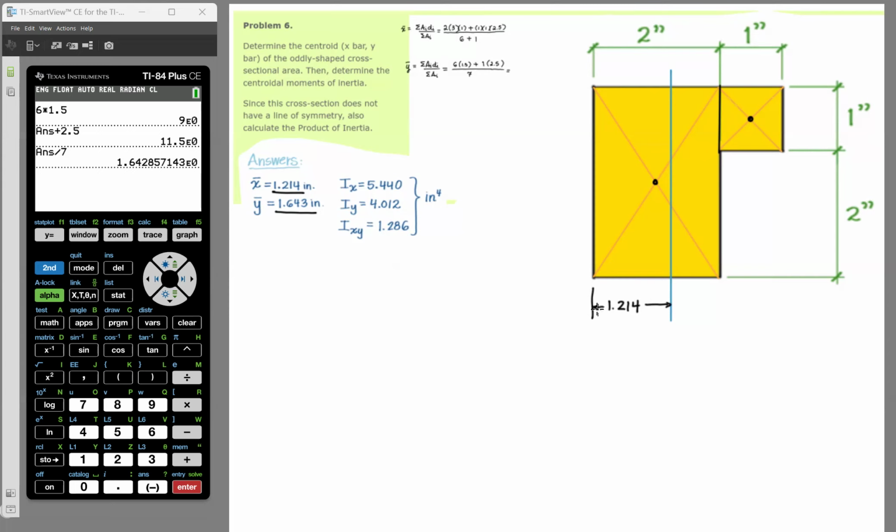Well, I've got the 1.64. All right, I'll figure out what that is. Okay, Y bar 4.012. That's totally not right, that doesn't make any sense. Y bar equals 1.643. All right, there is 2, so there is 1, there is 1.5. 1.6 is right. Let's put it there-ish. Those are my centroidal axes.